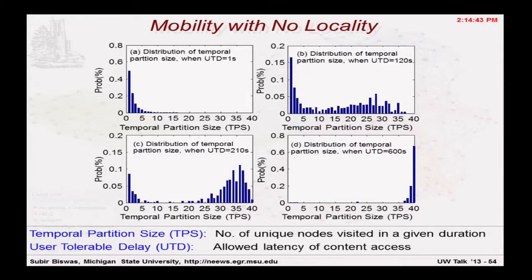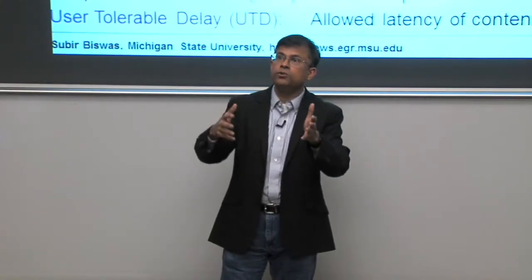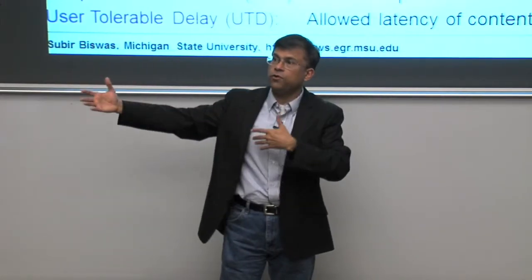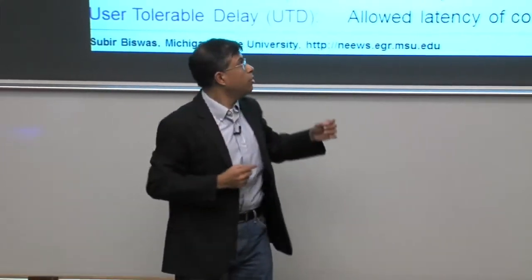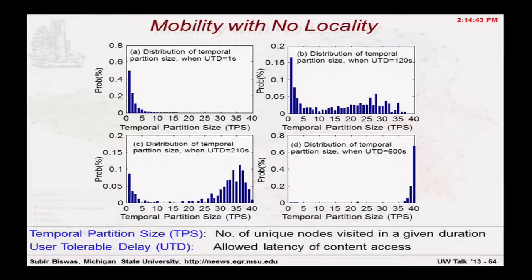What is a temporal partition size? If you're moving around for a certain period of time, how many unique people I have interacted with in a given time frame is what I call my temporal partition size for that particular duration. So obviously, if I look at it for 1 hour, my temporal partition size is going to be smaller compared to if I'm looking at the partition size for 2 hours, right? So that way, we can parameterize mobility in the following manner.